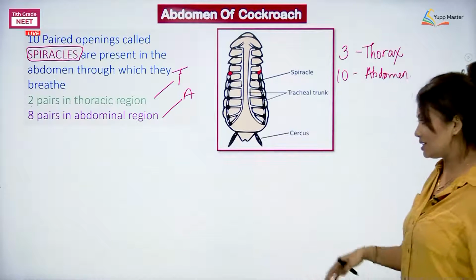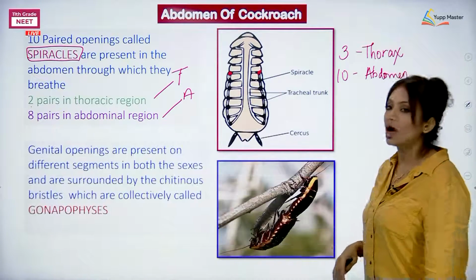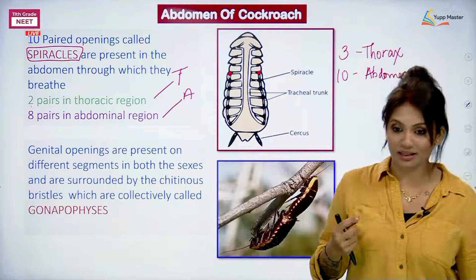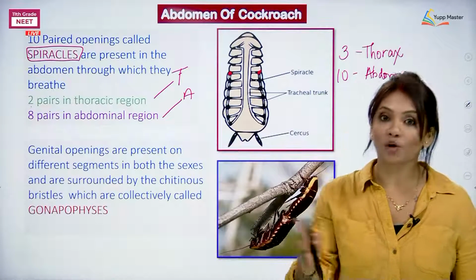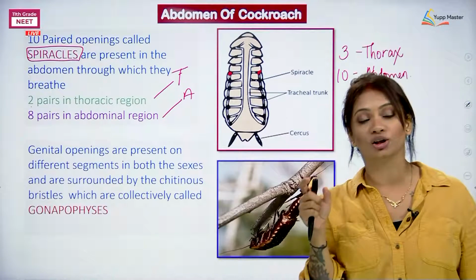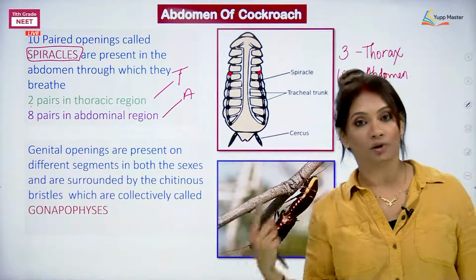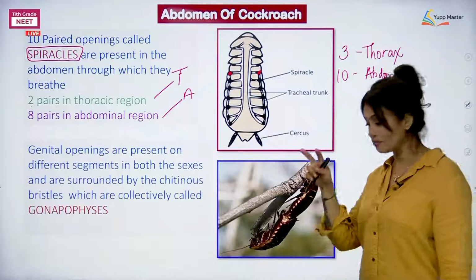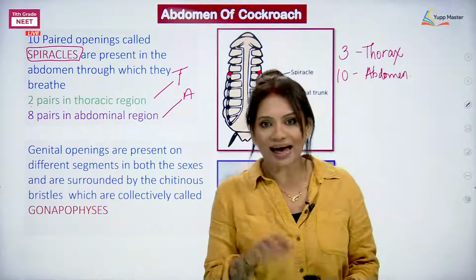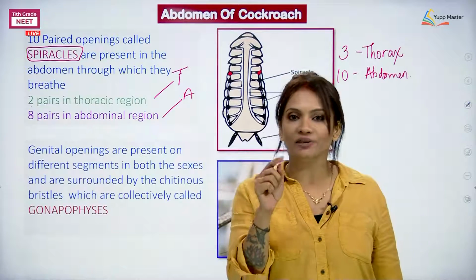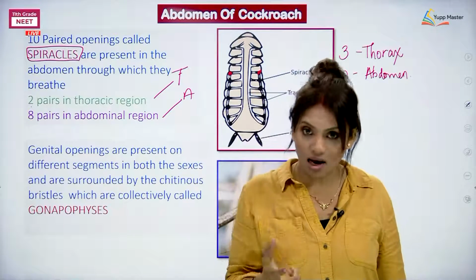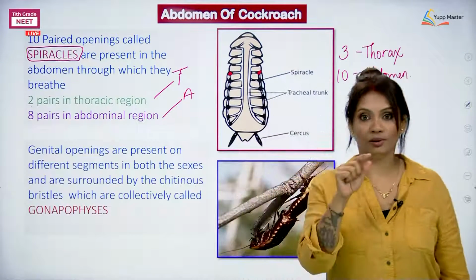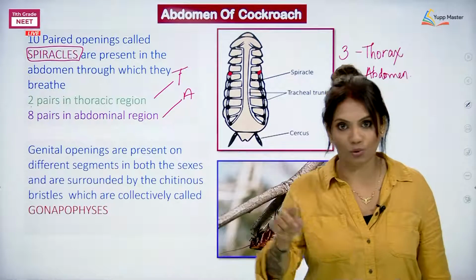Next and the last part is about the genital openings so that the cockroach can reproduce. We see that the genital openings are present at different segments for male and female. We will see the exact location and where the segments are present when we study the reproductive system. But genital openings are present at different segments for both the sexes, and those openings are actually surrounded by bristles, and if they are bristles then they will be hard, and if they are hard, naturally they will be made up of chitin.